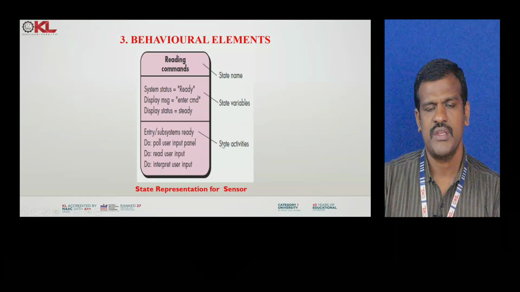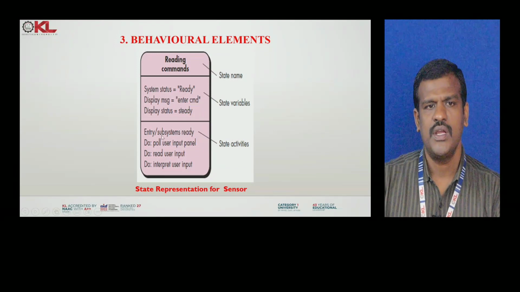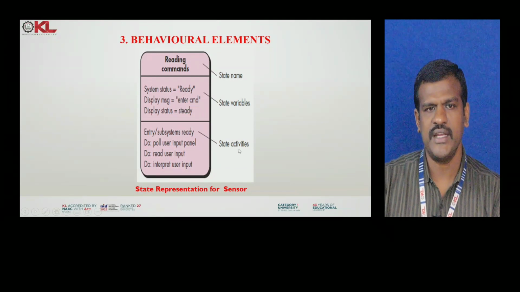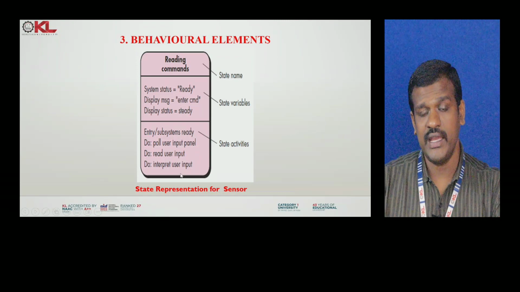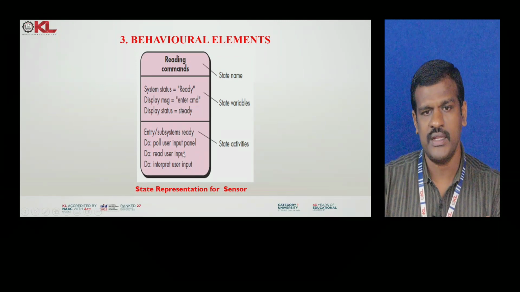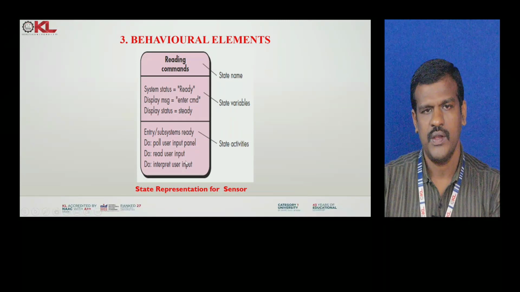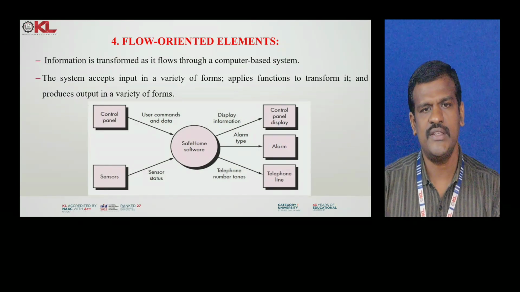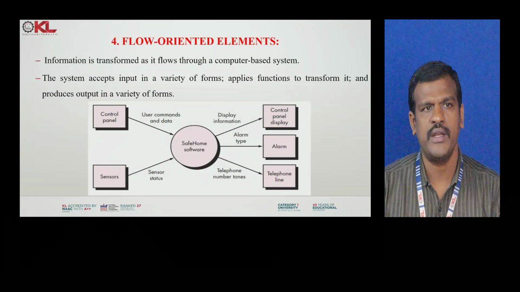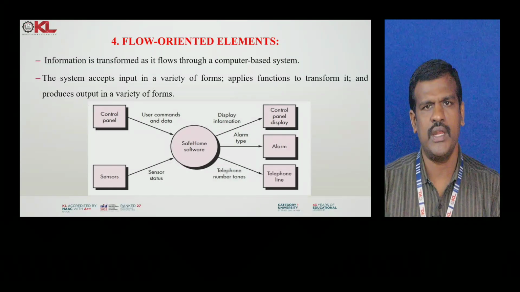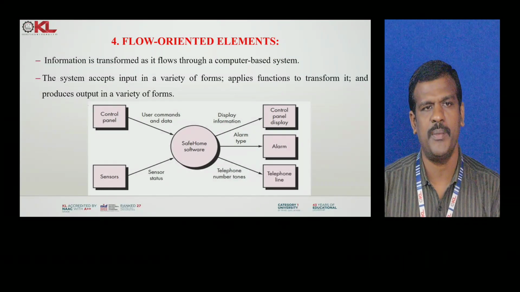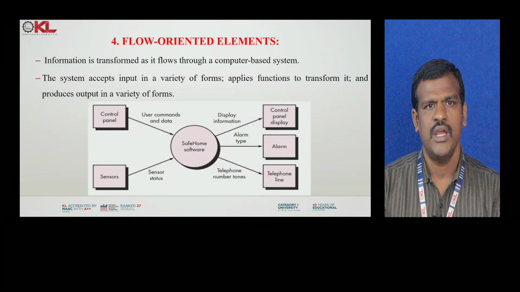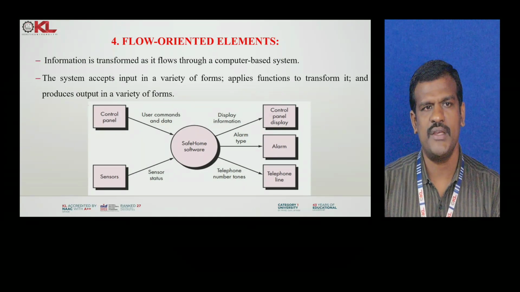Then this is the state activity. Like a method, here we describe what state activities we are doing. Then this is a flow oriented element, like a flow chart or flow diagram. The flow oriented elements represent how information is transferred as it flows through a computer based system.